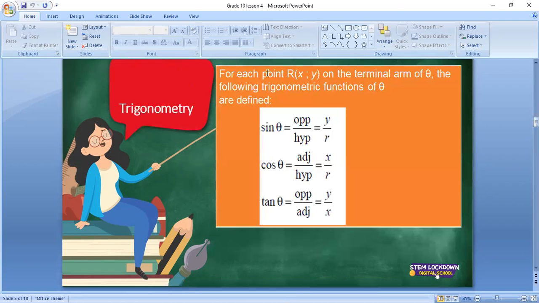On the next slide: for each point r, x, and y on the terminal arm of theta, the following trig ratios of theta can be defined. Sine theta will be opposite over hypotenuse, which will be y over r. Cos theta will be adjacent over hypotenuse, which will be x over r. And our tan theta will be opposite over adjacent, y over x. Remember our SOHCAHTOA we talked about in our previous lesson.